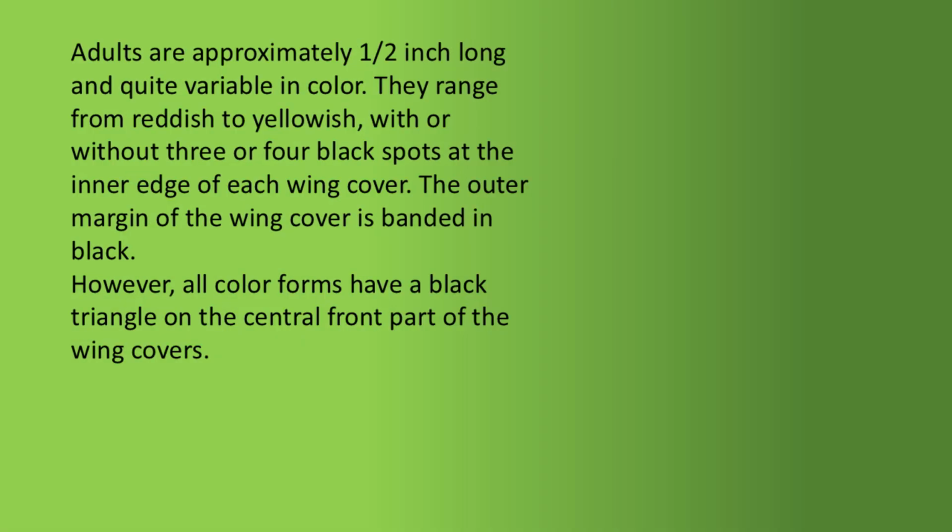Adults are approximately 1/2 inch long and quite variable in color. They range from reddish to yellowish, with or without 3 or 4 black spots at the inner edge of each wing cover. The outer margin of the wing cover is banded in black. However, all color forms have a black triangle on the central front part of the wing covers.